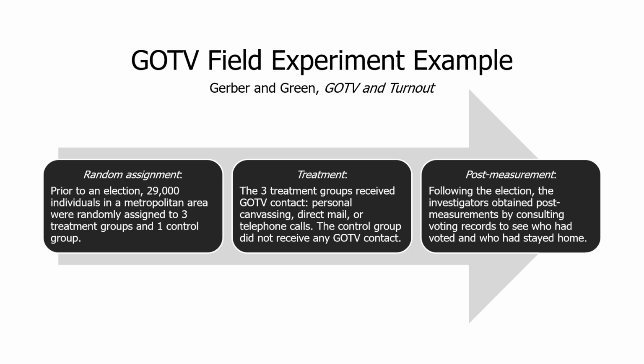Direct mail, another group received mailings encouraging them to vote on election day. And then a third group received telephone calls. So we can assess the relative impact of these 3 kinds of GOTV contact, and we can compare those to a control. The control group did not receive any GOTV contact. After the election, the researchers went to election authorities and found out which subjects voted and which did not vote. Following the election, investigators obtained post-measures by consulting voting records to see who had voted and who had stayed home.